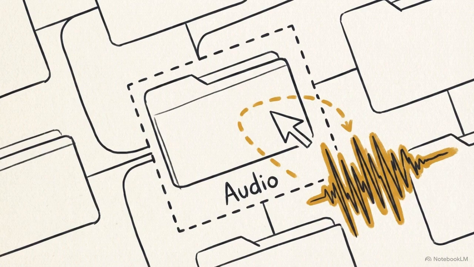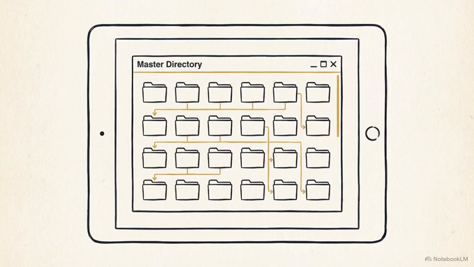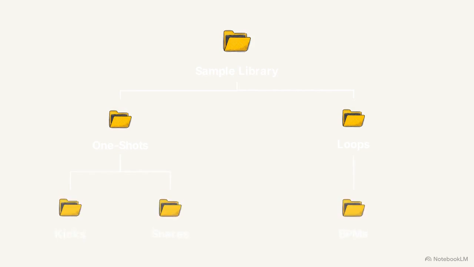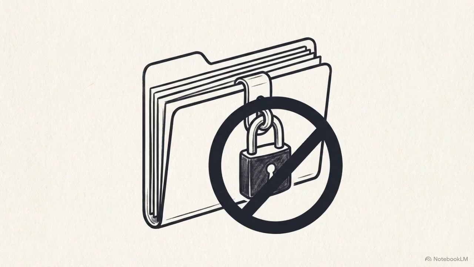Step 1 requires pulling your audio out of isolated application folders. You need to construct a unified master directory using your device's native operating system. Starting from a master sample library, you build nested hierarchies based on function, separating one-shots from loops, then drilling down into precise subcategories. Do not use closed ecosystem apps to host this directory. Certain third-party extensions place a padlock on your data, completely blocking apps from reading entire folders.